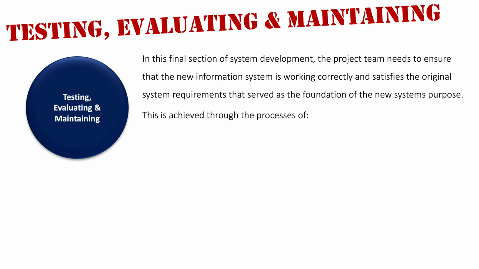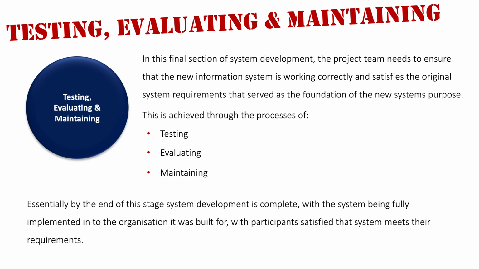The important things achieved through this stage are three steps, spoiler alert: testing, evaluating, and maintaining. We're going to go into a bit of detail on these in this video. By the end of this stage, development is complete. We've finished developing this system, and the project team can now leave the project, with the system fully implemented into the organization it was built for, and with participants satisfied that the system meets their requirements. We want to make sure they are satisfied before we leave the system in their hands. So let's go into these three stages of testing, evaluating, and maintaining.